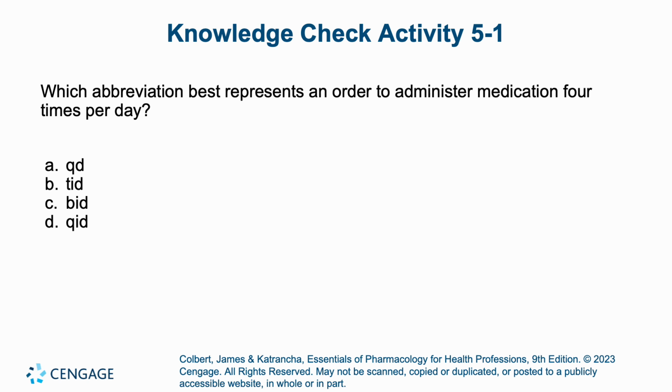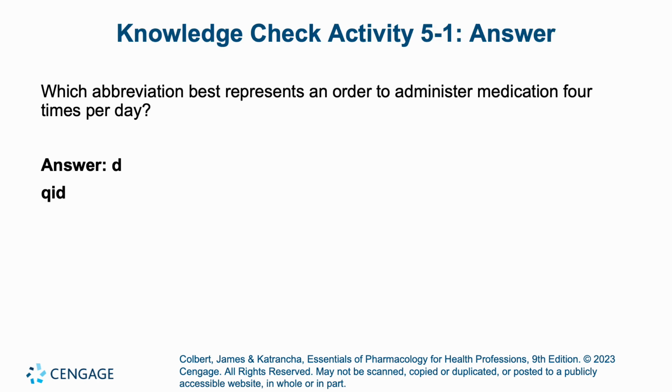All right, knowledge check activity. Which abbreviation best represents an order to administer medication 4 times per day? A, QD, B, TID, C, BID, D, QID. The answer is D, QID.